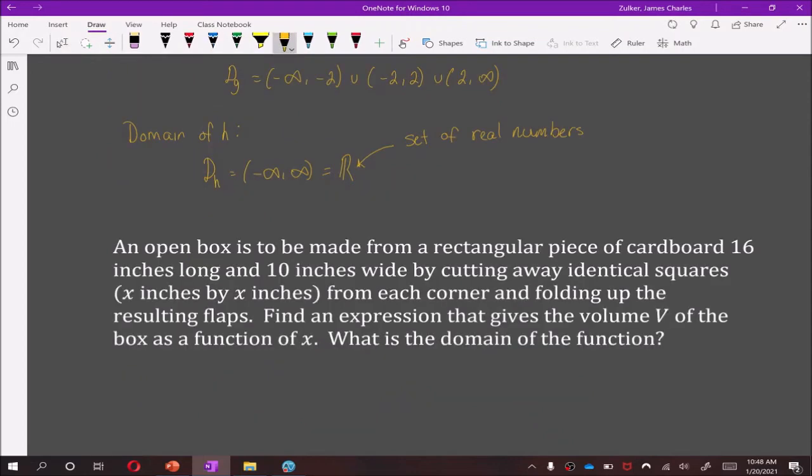Now look at this example. An open box is to be made from a rectangular piece of cardboard 16 inches long and 10 inches wide by cutting away identical squares, x inches by x inches, from each corner and then folding up the resulting flaps. We wish to find an expression that gives the volume V of the box as a function of x and then determine what the domain of the function is.